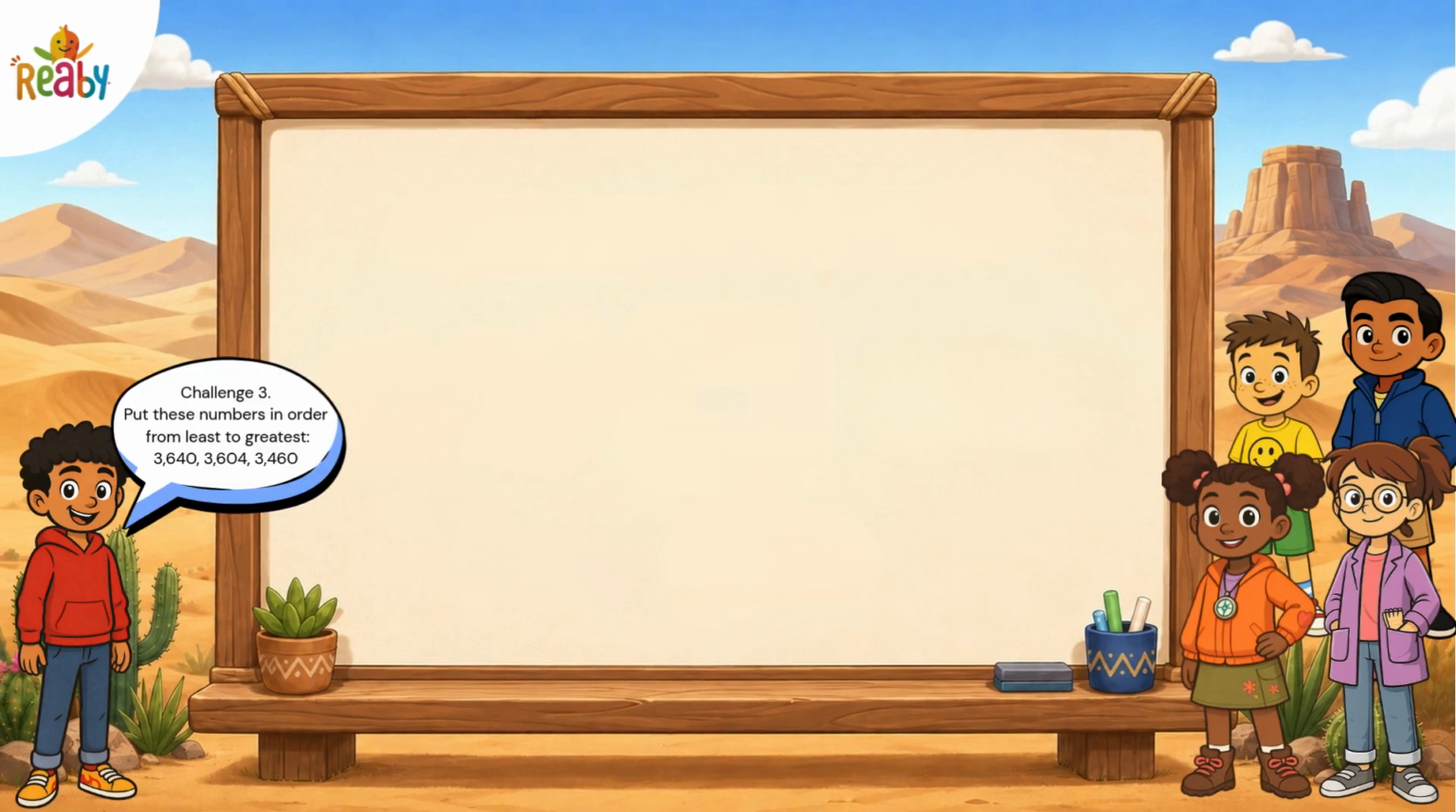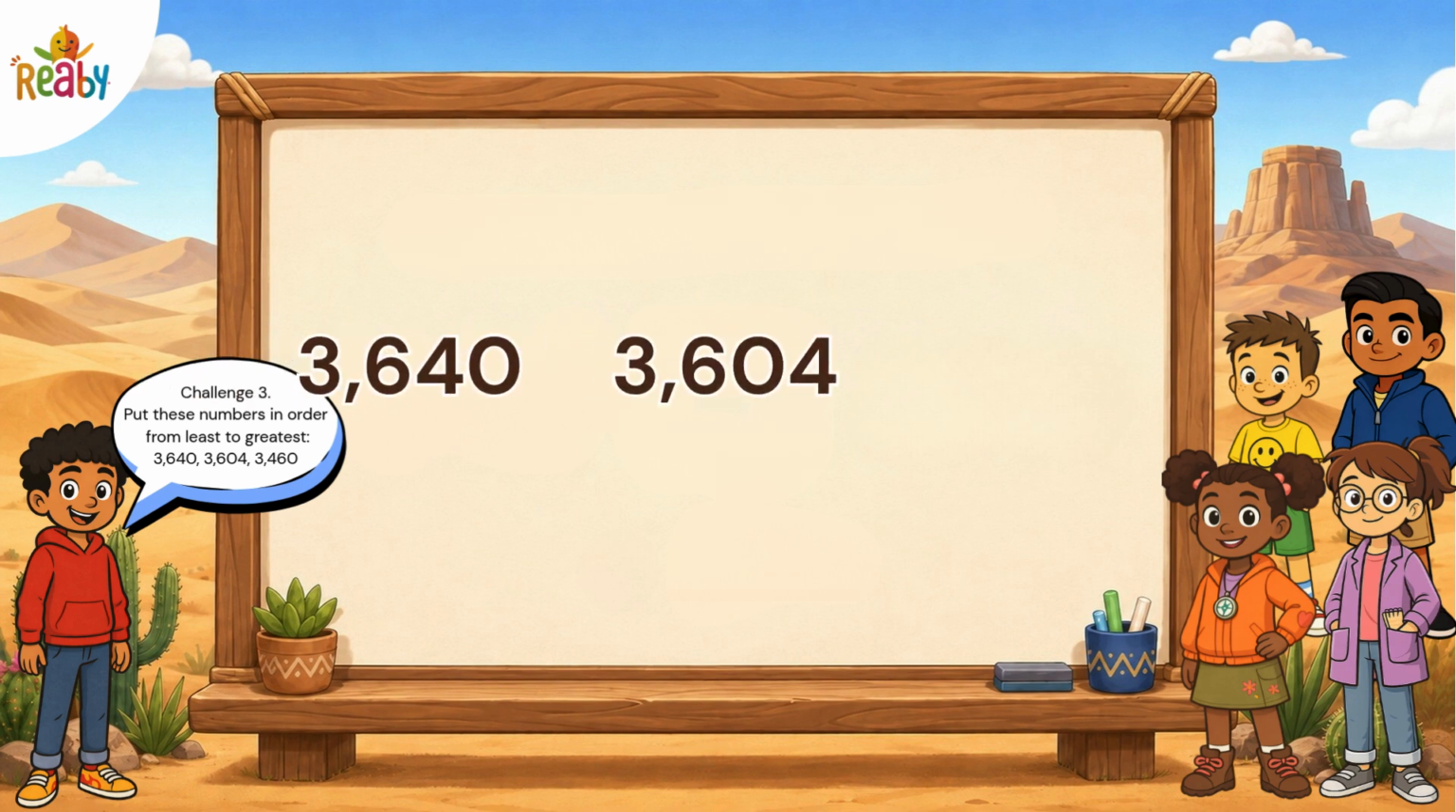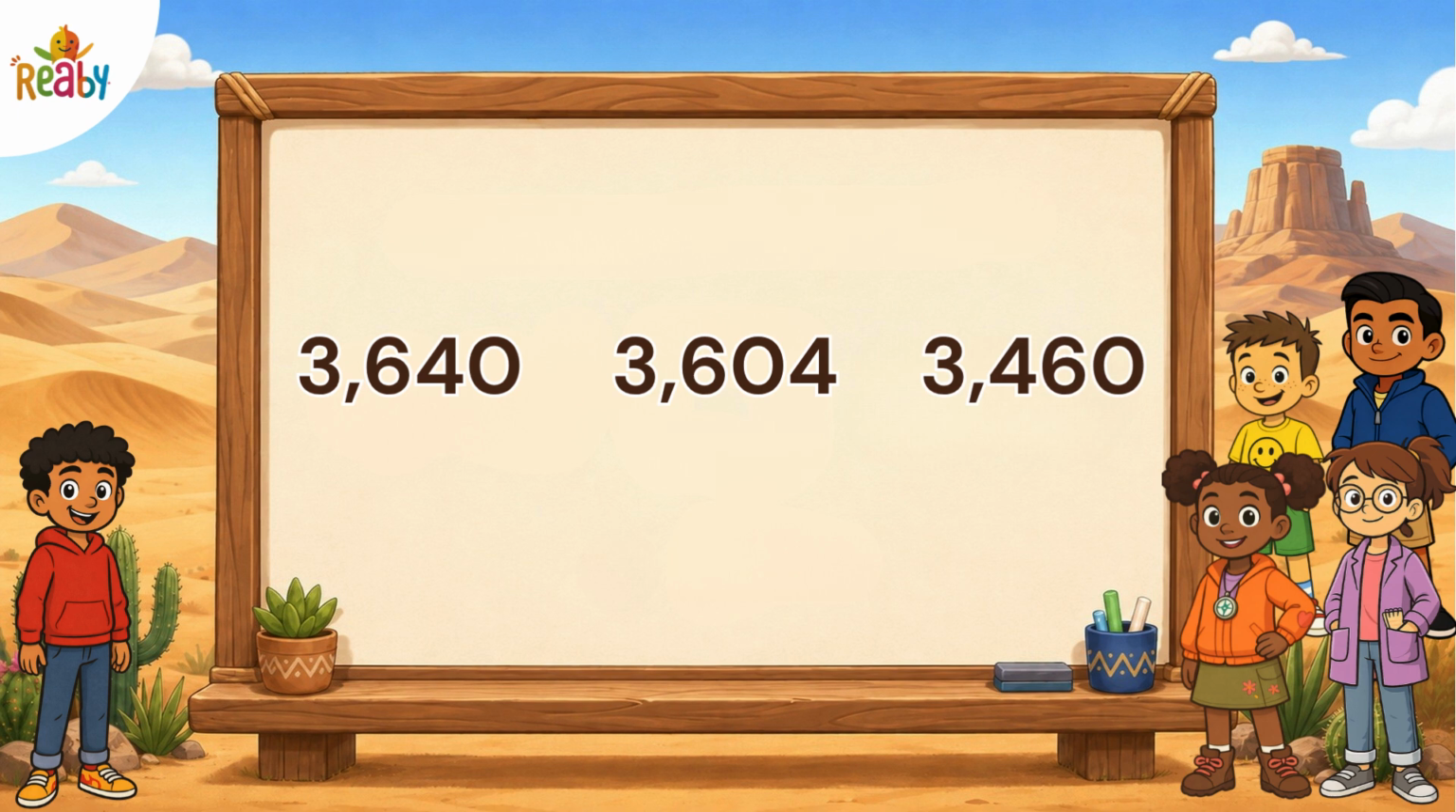Challenge 3. Put these numbers in order from least to greatest. 3,640, 3,604, and 3,460. Correct. The order from least to greatest is 3,460, 3,604, and 3,640. If we wanted to order the same numbers from greatest to least, we would just reverse the order. So the order from greatest to least is 3,640, 3,604, and 3,460.